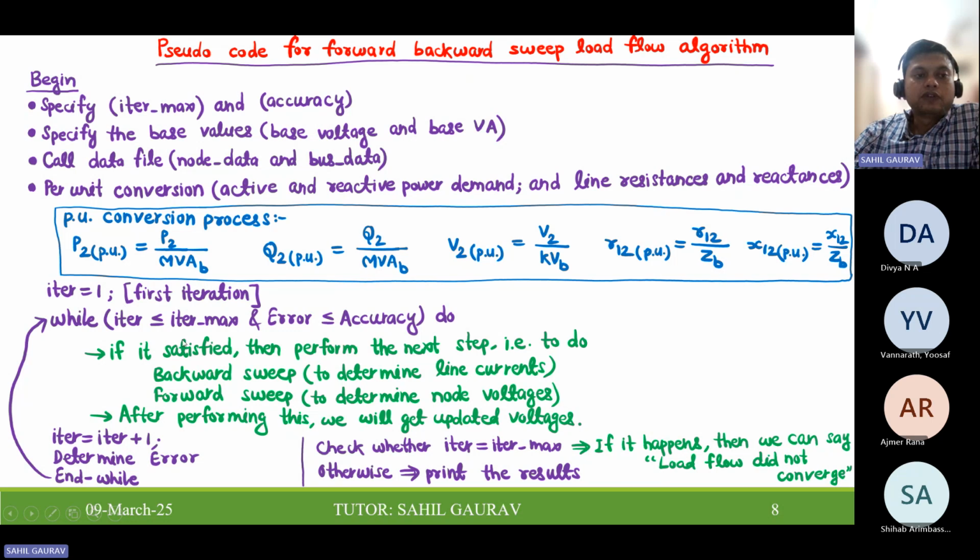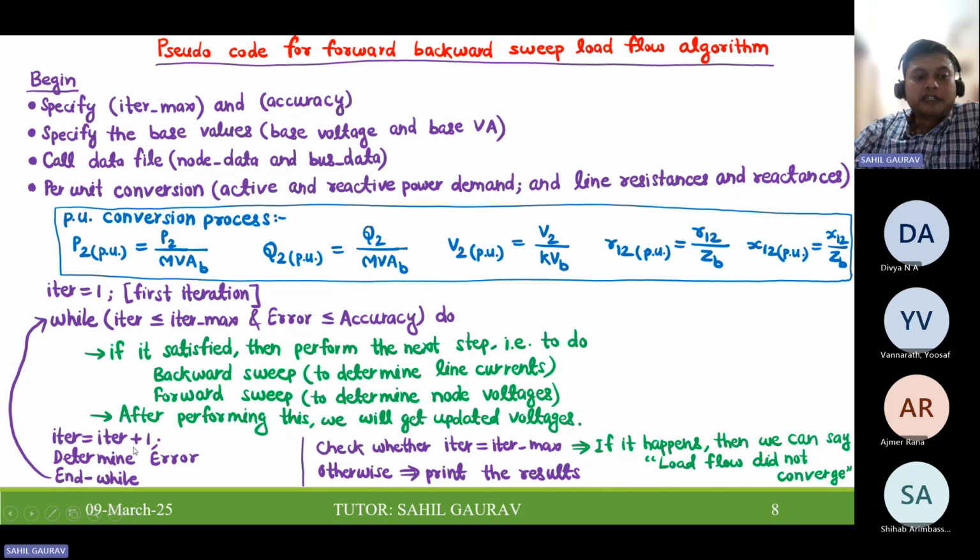Now the next step is to apply the iteration. Perform iteration one, that is the first iteration, and you apply a while loop where you specify that iteration should be less than iteration max and error should be less than accuracy. Then you perform the iteration. If this is satisfied, then perform the next step, that is to do the backward sweep, where we determine the line currents with the help of KCL, and the forward sweep where we determine the node voltages with the help of KVL. After performing this, we get the updated voltage, the iteration count increases by 1, and we determine the error.